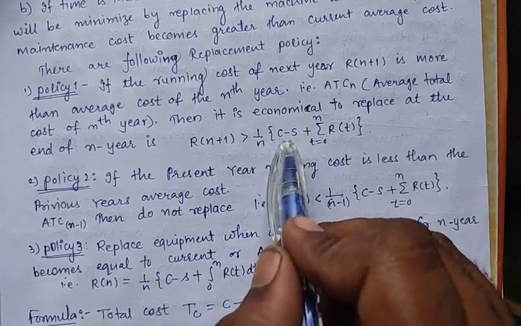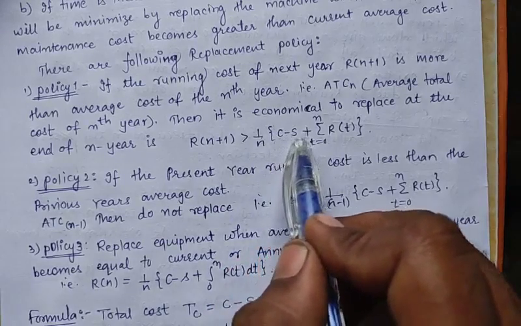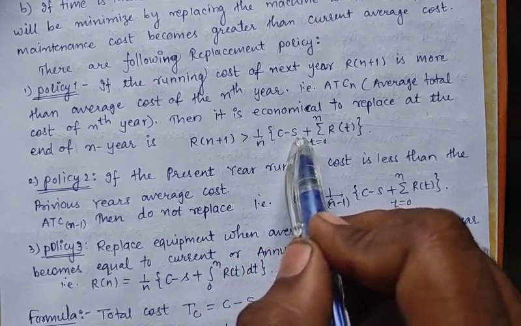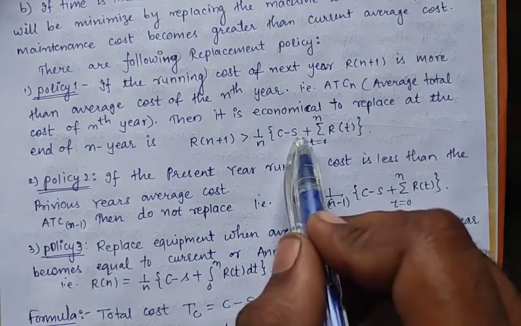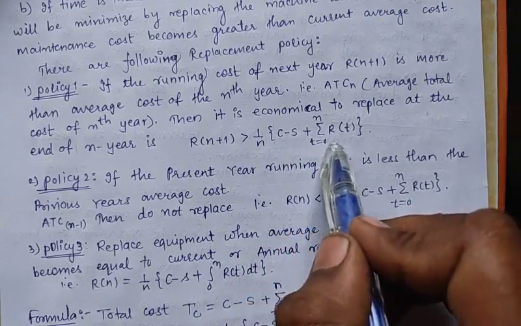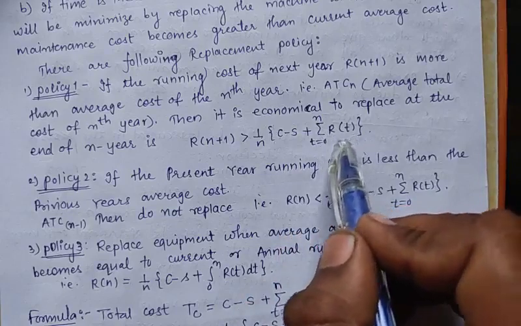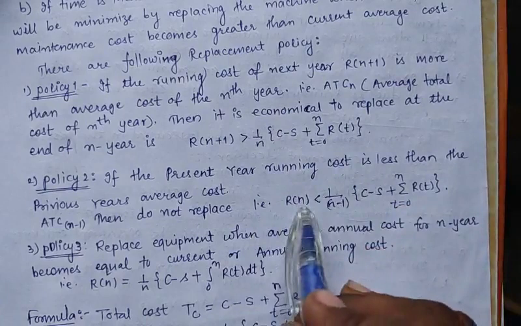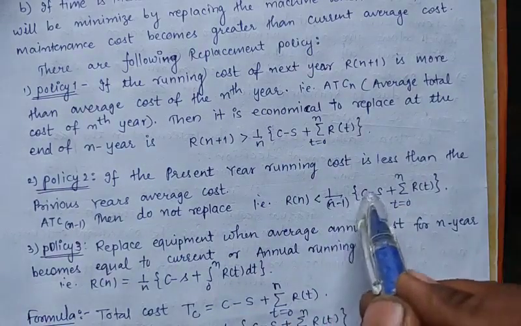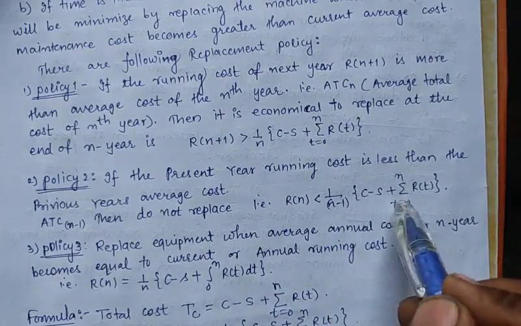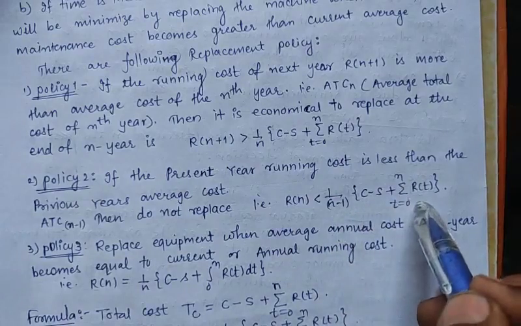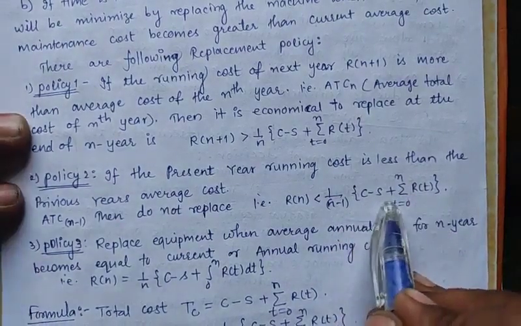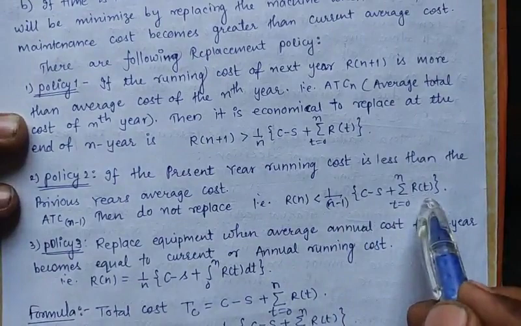So what is C? C is cost price, S is resale price or scrap value, plus summation T from 0 to n R of T. So this is cumulative running cost. And here R of n is less than 1 upon (n minus 1) into brackets (C minus S plus summation T from 0 to n R of T). So this is cost value minus resale value plus cumulative running values.